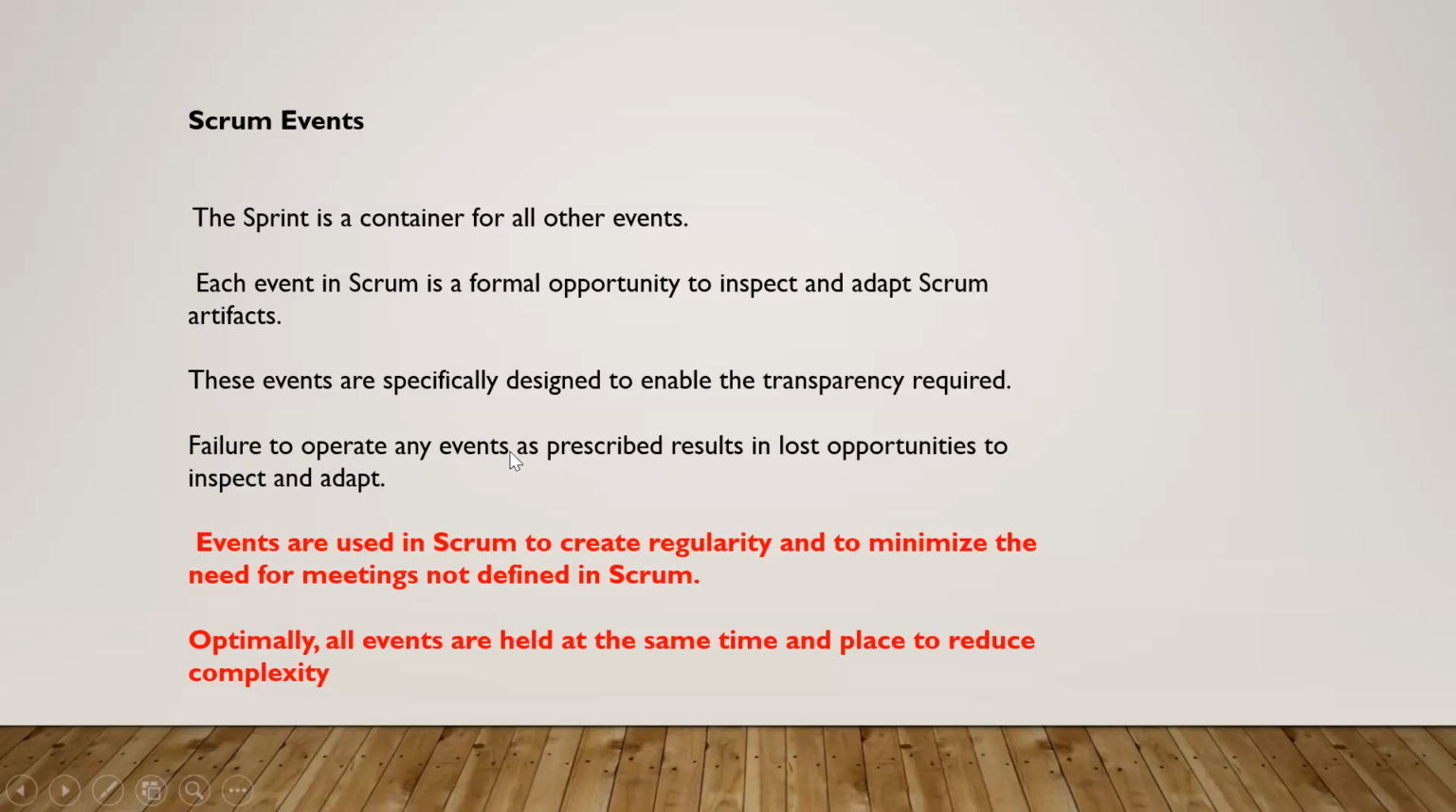Failure to operate any events. If you're not able to follow any of the events, then it will result in losing the opportunity to inspect and adapt. Let us say there is a daily scrum of 15 minutes. There you have to come and give what you're working on, and the status of the work that you are doing. If you're not doing that daily scrum, then you will not know what your team member is doing. Your Scrum Master doesn't know what the other people are doing, where we stand and the progress. So this will lead to losing that opportunity to inspect and adapt.